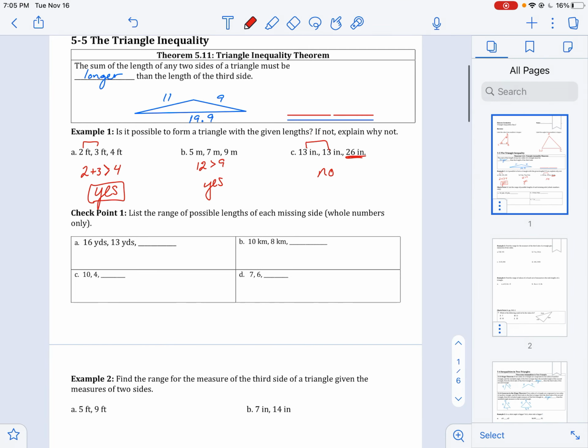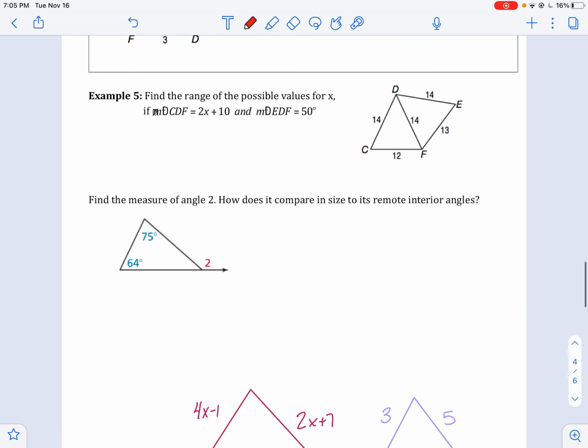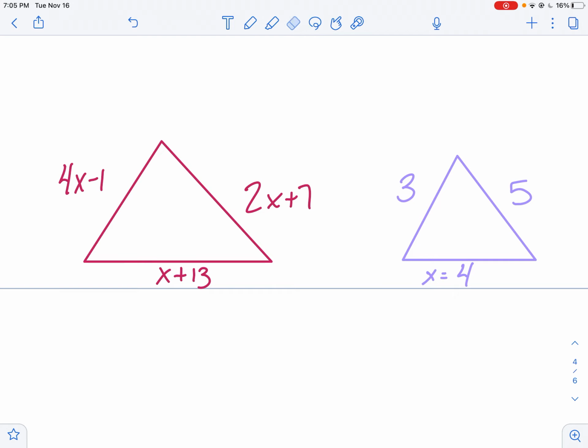So I'm going to actually scroll down to a slightly tougher problem. We're going to talk about another example here. So I have 3 and 5. If these were my two smaller sides, what are some numbers that the third side could be? Remember, these two must add up to be greater than the third side. What could be 7? Or it could be 6, or 5, or 4, or 3. Any of those would work, because the sum of any two sides must be greater than the third side.